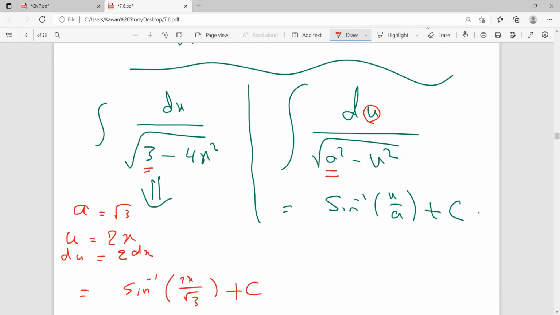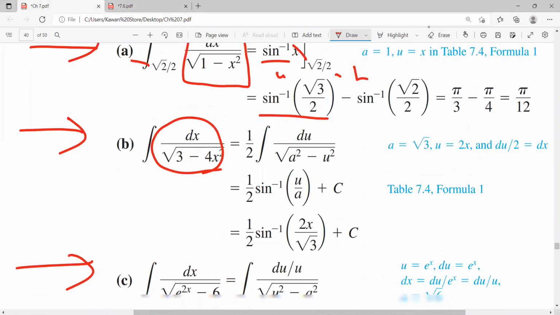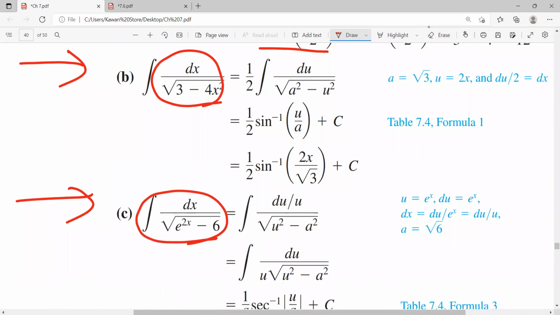Understood? Du is equal to what? 2 dx. So that means we need to add 2 here. So again, we need to add 1 over 2 here. Then we get 1 over 2 sine inverse. That's why I say 90%. You forget about that one. So that was all the things that you need.